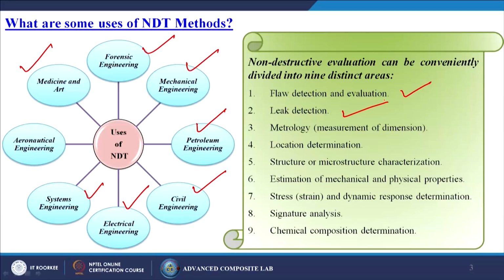While doing any kind of operations, if in between there is any flaw or some error, we can easily detect it. Next, leak detection. Suppose we are sending some kind of gas, fluid or liquid through a pipe. Easily we can detect whether any leakage is there inside it or not.